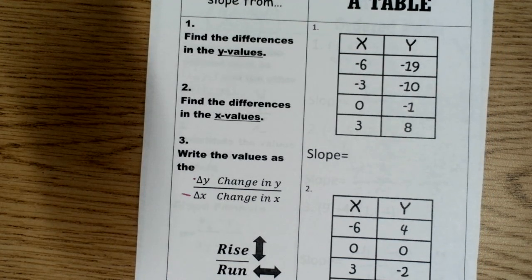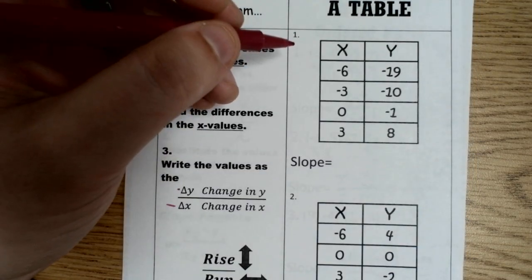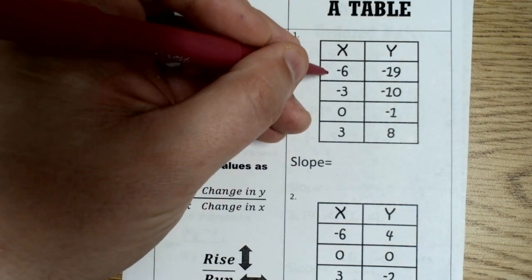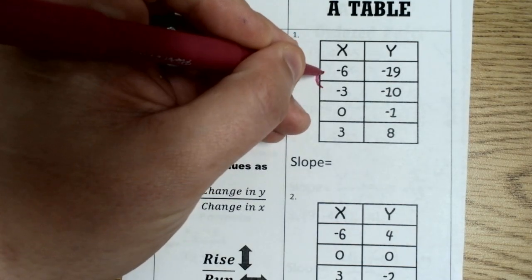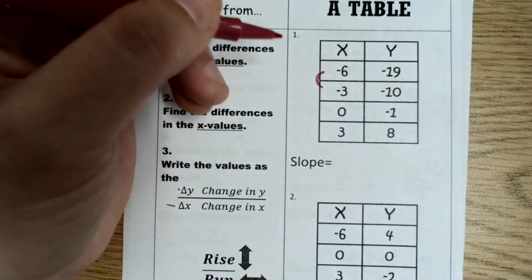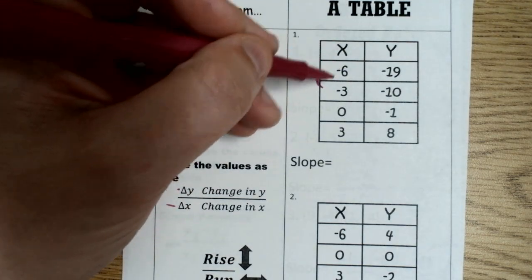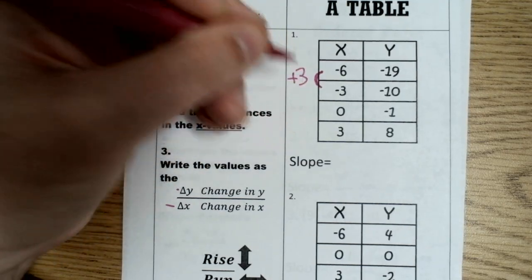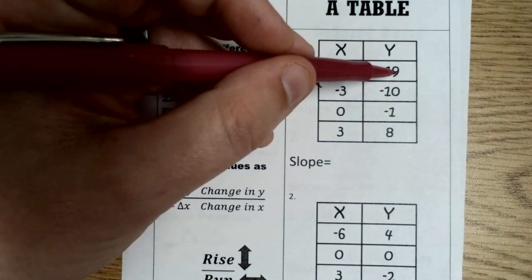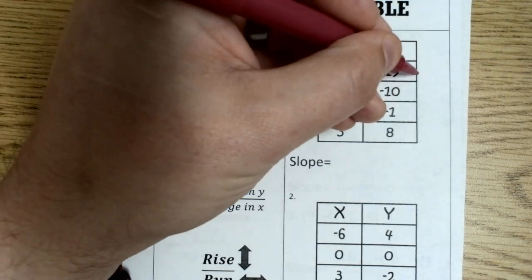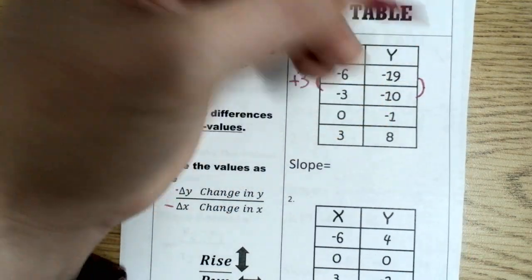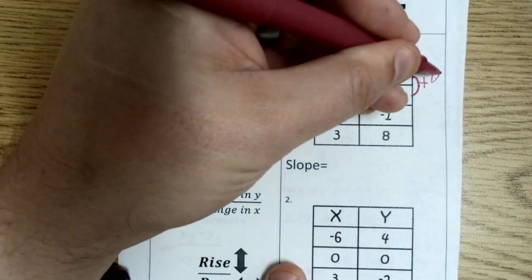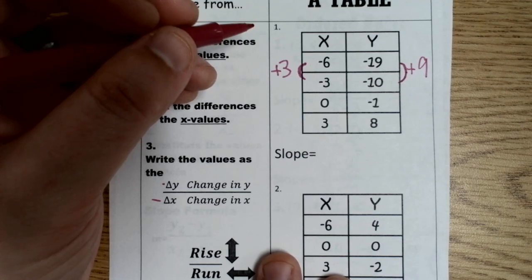So looking at this table, if I just need to find a change in x and a change in y, I can look from one point to the other, just like this, and say, well, if I'm going from -6 to -3, I'm going up 3. So I'd say plus 3. And if I'm going from -19 to -10, I'm going up, or to the right, 9. And then that's going to give me my slope.